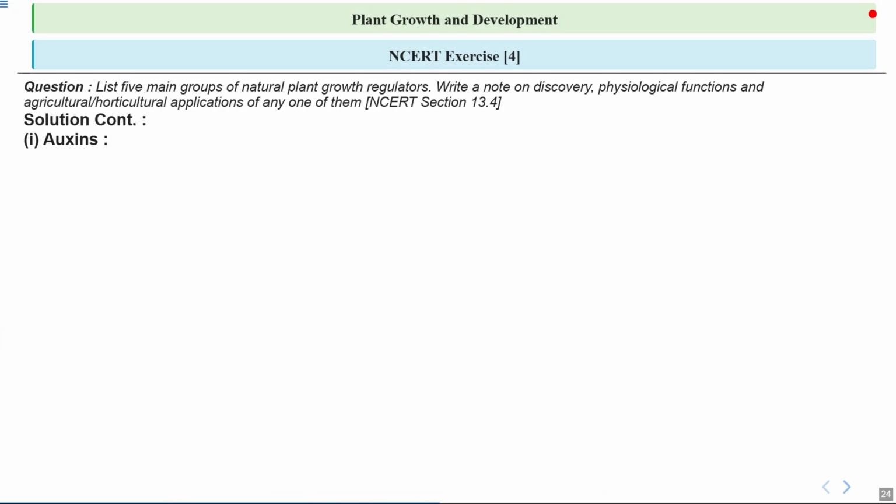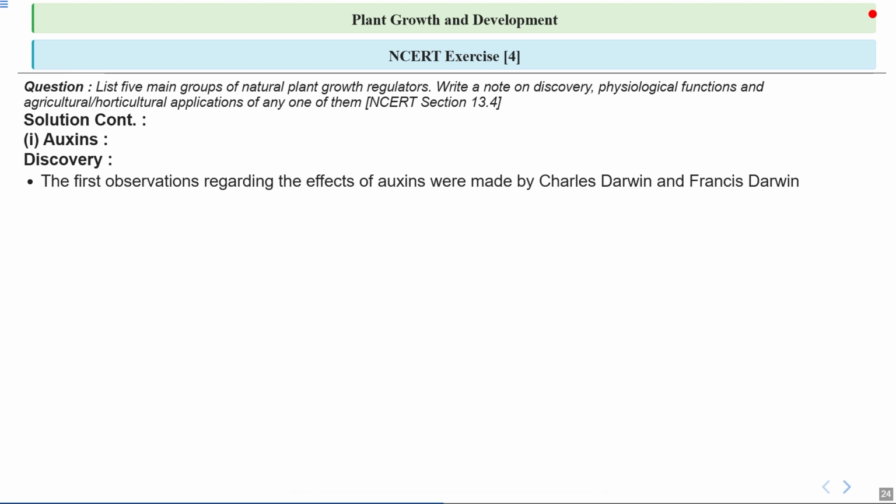So, let's continue with the auxins. Auxins are crucial for plant growth and development. So, let's look at the discovery. Charles Darwin and his son Francis were the first to notice the effects of auxin. Their experiments with canary grass coleoptiles laid the foundation for our understanding of plant regulators or plant hormones.